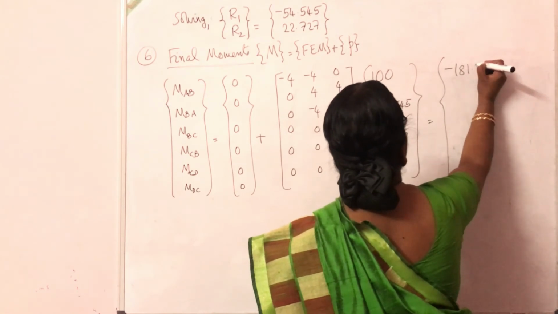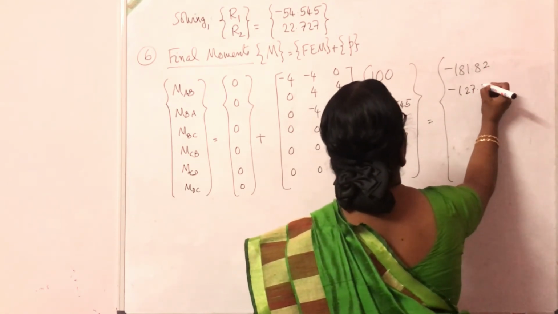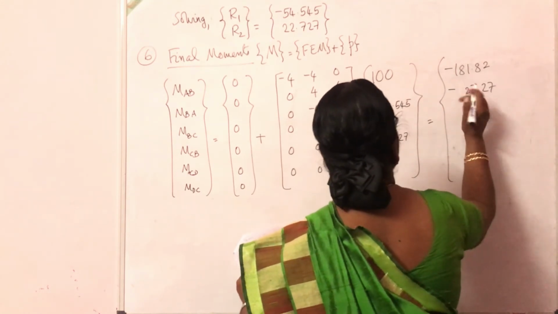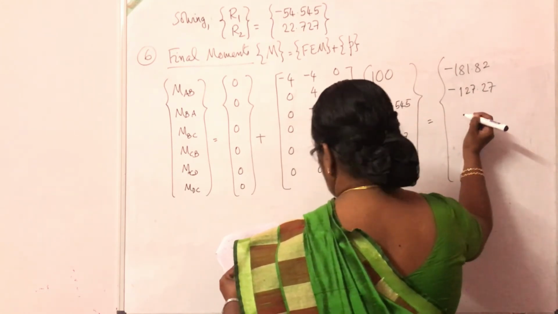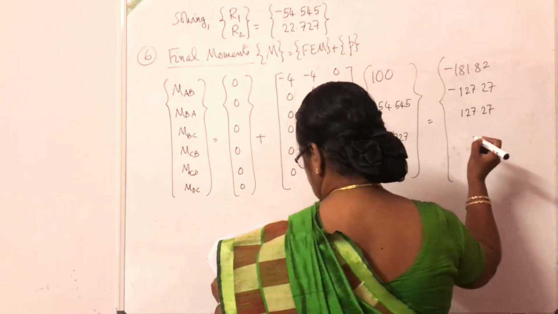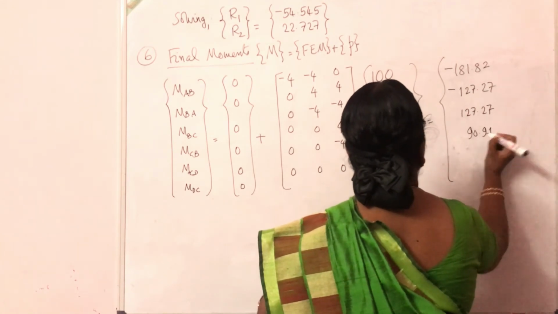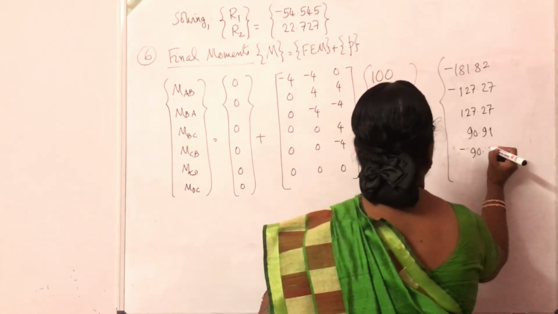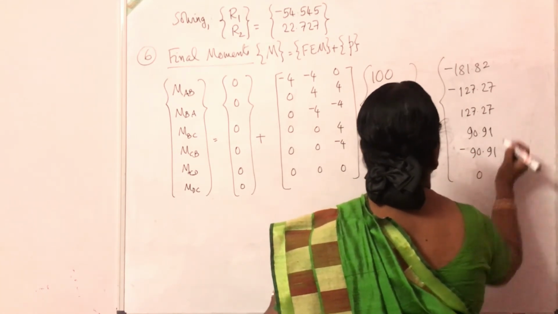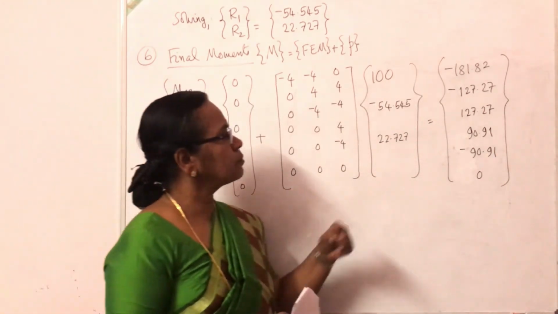minus 181.82, minus 127.27, 127.27, 90.91, minus 90.91. So see, the equilibrium of joint must be satisfied.